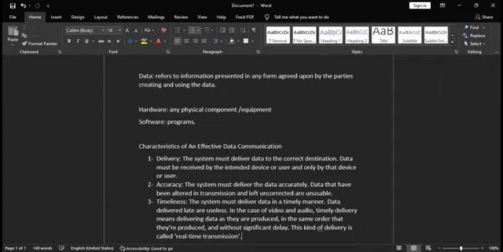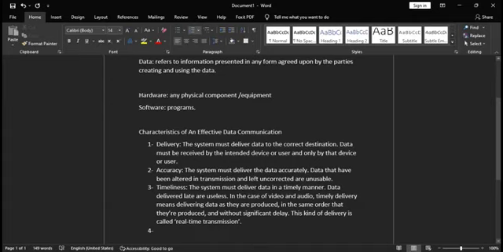So when you have a timely delivery, that is delivery of a particular data at the time when that data has been produced, in the same order that they are produced and without significant delay, this kind of delivery is called real-time transmission. Okay, real-time transmission. So that is the third one. Now moving to the fourth. The fourth one is what we call jitter.